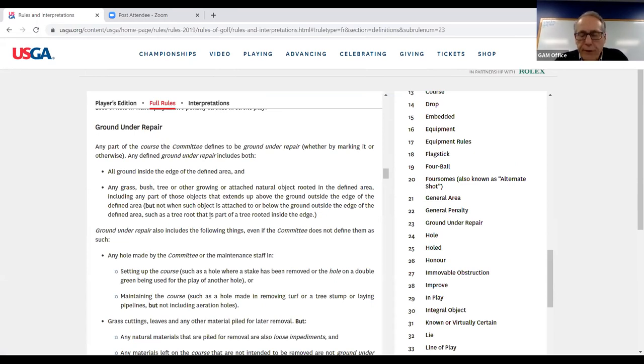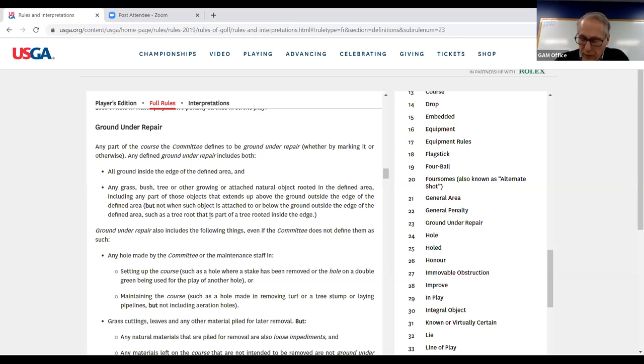This is an area where, as volunteers, as our rules officials, we need to be more or less a scout when you first get to your trouble hole and look for those areas of the course that the committee may want to know about to mark as ground under repair that has not been previously marked. You'd especially want to focus on landing areas of that hole, or areas around the putting green or around bunkers. You certainly don't want to consider marking an area deep in the woods as ground under repair.